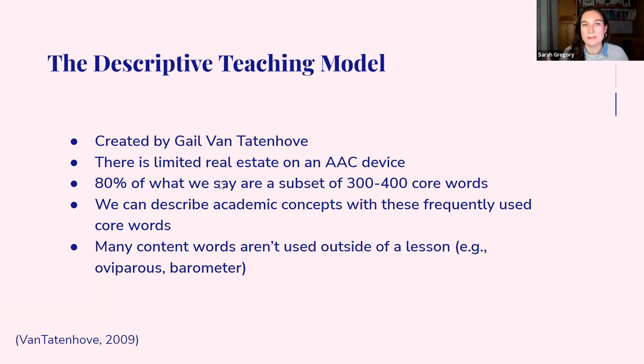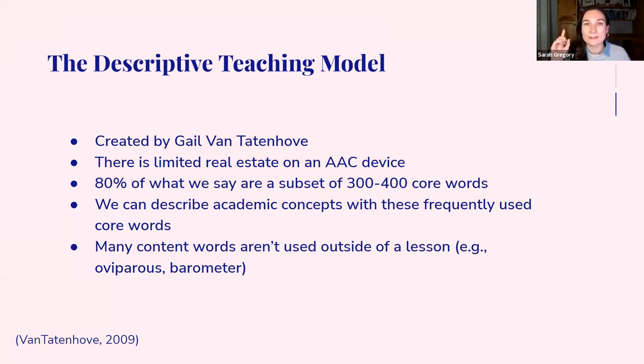The idea behind this model is that there's limited real estate on an AAC device. We all understand that, right? If we were just going to program in every single vocab word that the teachers gave to our students from kindergarten through 12th grade, the system would become a mess. There's just not enough cells, and it would become really difficult to navigate. We also all know that most of what we say is core vocabulary. So what we can do with that information is describe academic concepts using our frequently used core words.